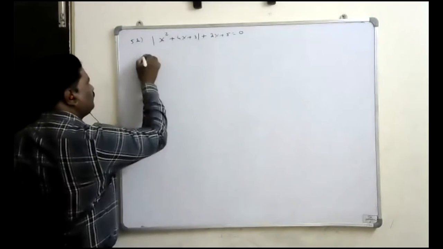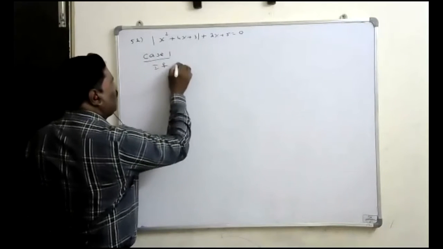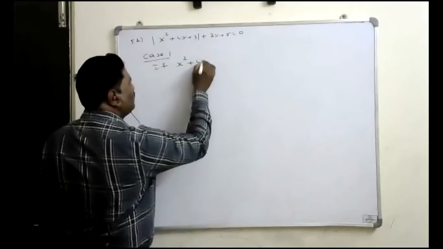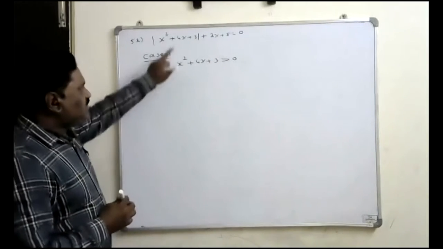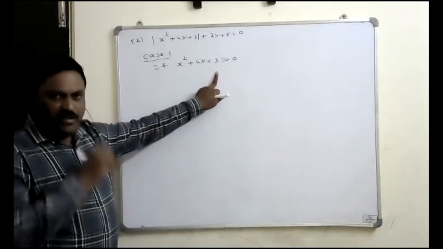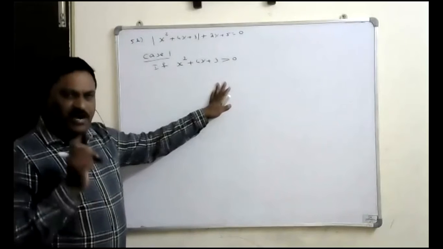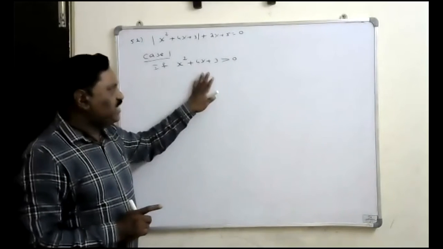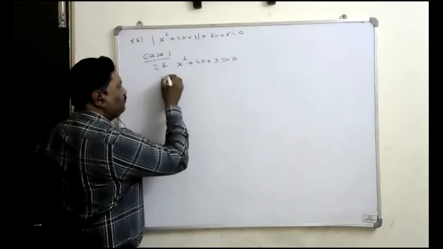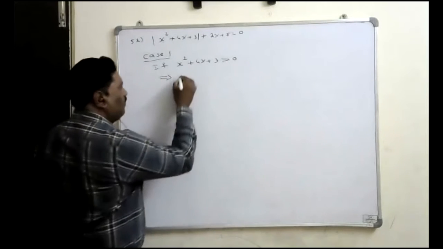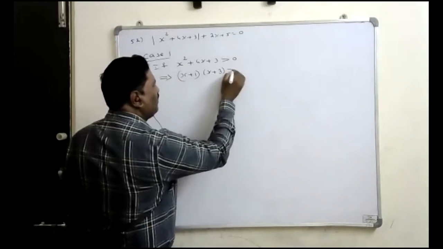In case 1, I will take x square plus 4x plus 3 greater than 0. Let us assume that this expression is positive. Since it is an inequation, we have to solve it and find for what values of x this expression is positive. What are the factors? Plus 3 and plus 1: x plus 1 into x plus 3 is greater than 0.